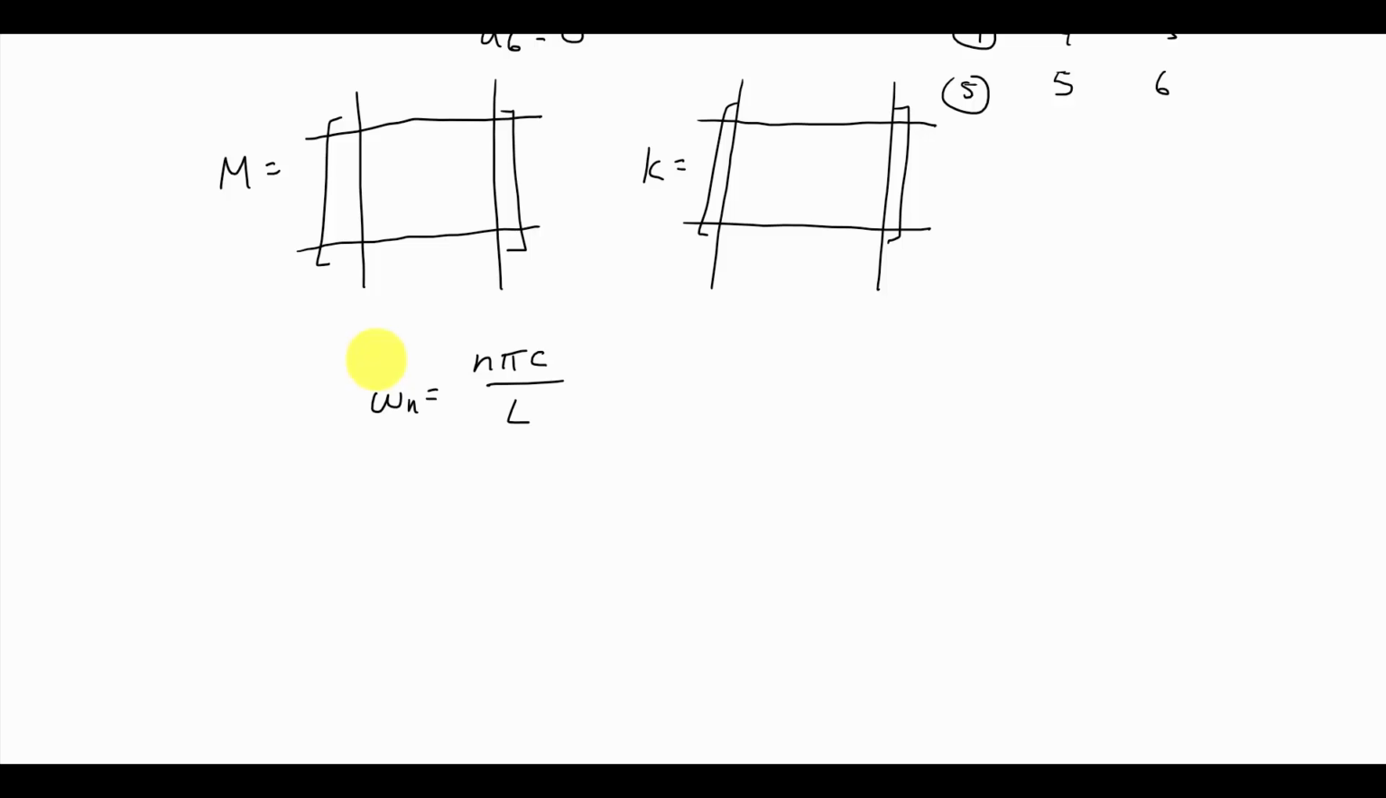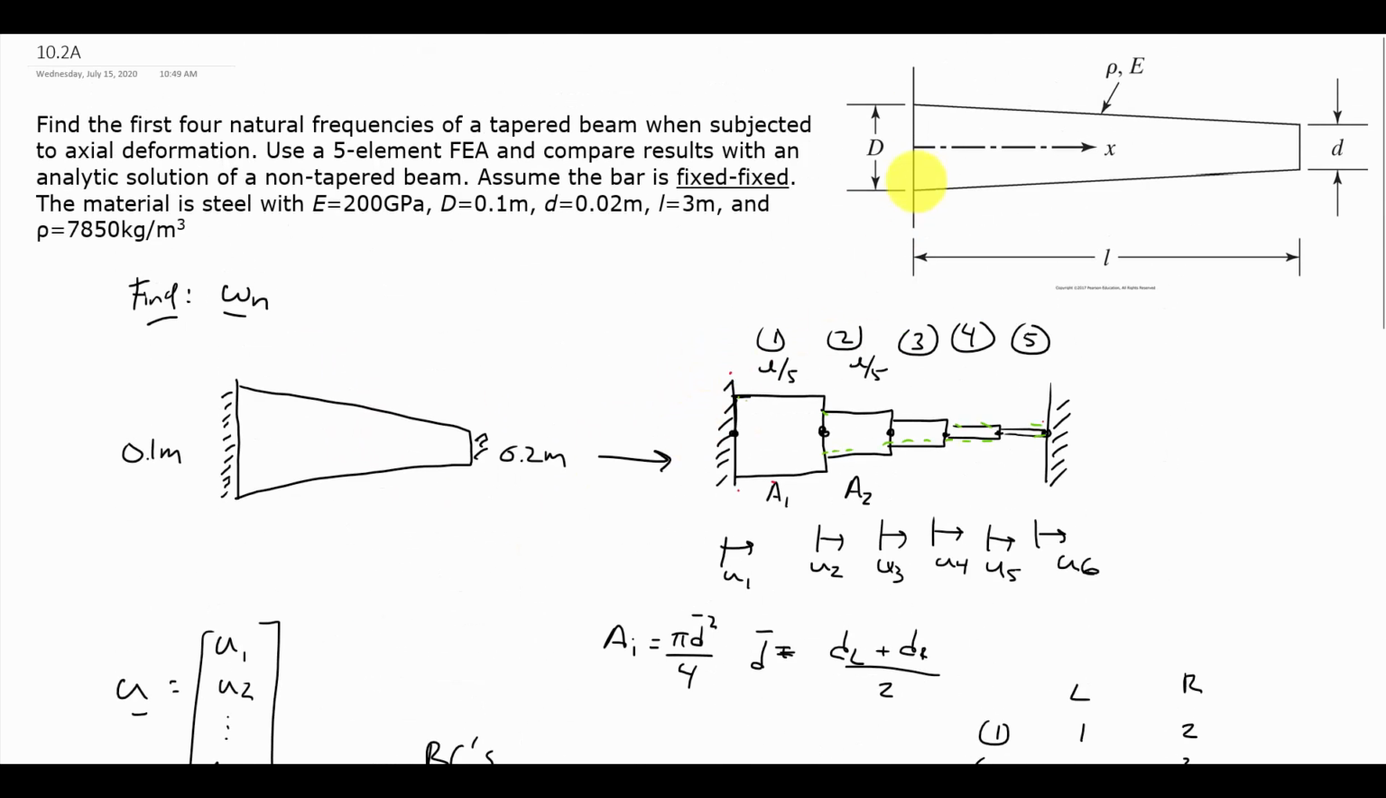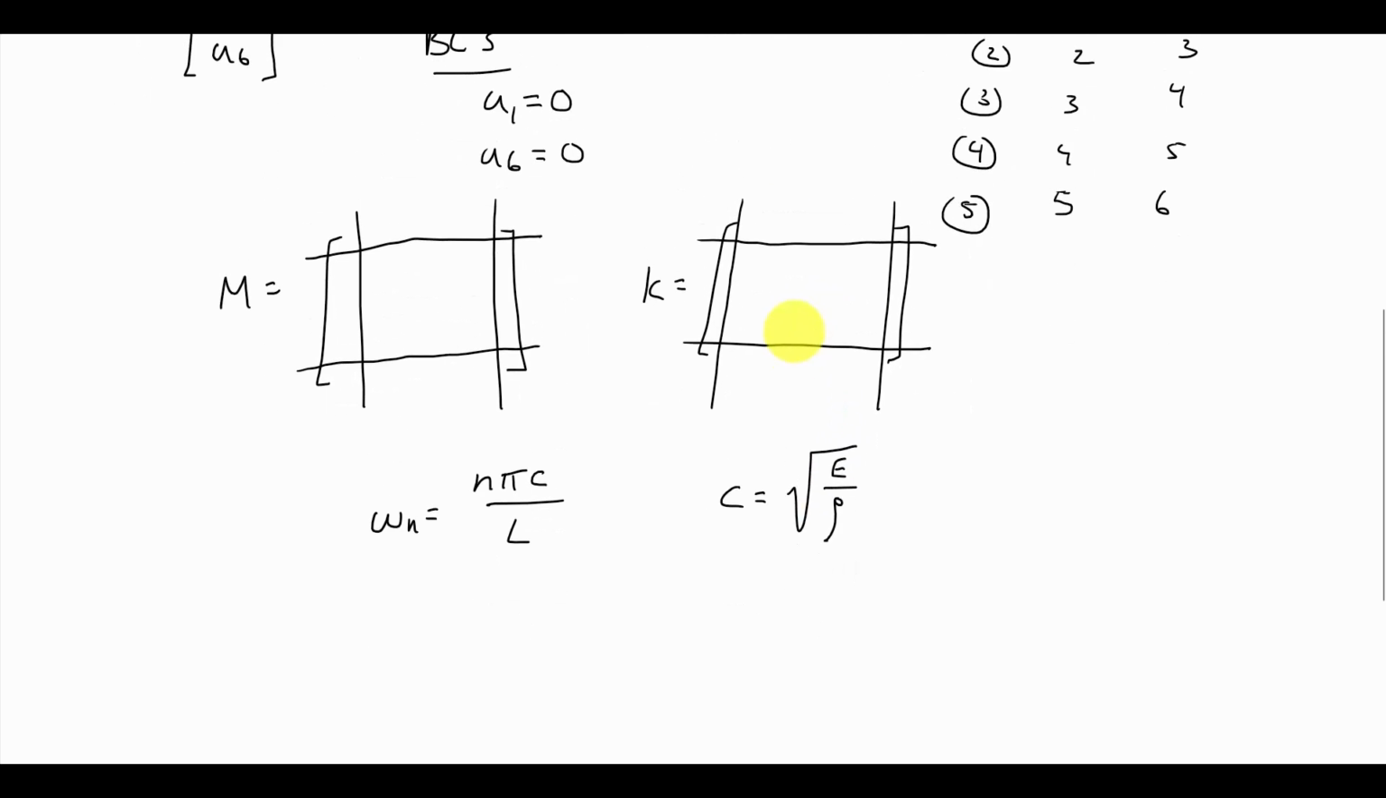So we're going to be able to find the first 4 because we can use n equals 1, 2, 3, and 4. And we know that c is going to be the square root of E over rho, both of which were given to us in this problem. And we know the length of the beam as well. Now notice in the natural frequency calculation, the cross-sectional area does not appear at all. So whether we were to treat this non-tapered beam to have the same large diameter across the entire length or the same small diameter across the entire length, as far as a non-tapered beam goes, the natural frequencies are going to be identical in those two situations.